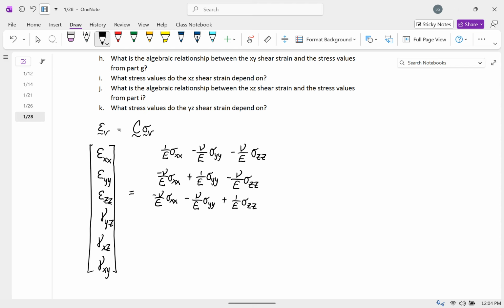And now we're going to the equations for the shear strain elements. Because of all the zeros, this just comes out to be 2 times 1 plus nu over E times tau YZ. The next one is 2 times 1 plus nu over E times tau XZ. And the last one is 2 times 1 plus nu over E times tau XY.